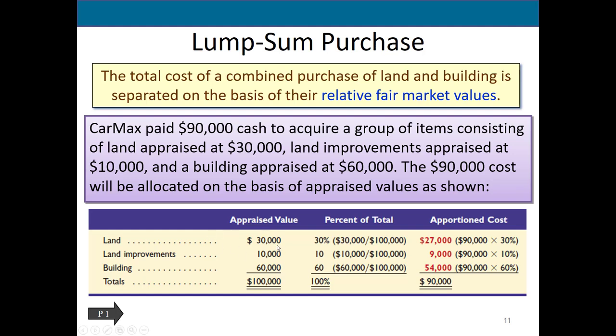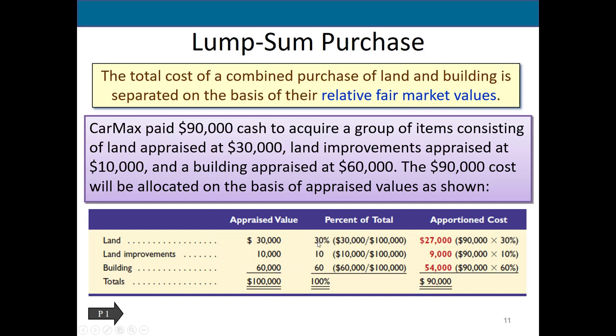So we ended up getting an appraisal, and we found that these values are attributable to those three things, but that totals 100,000. So all we need to do to allocate this lump sum purchase is to find the percent of the total. 30,000 of 100,000 is 30%. 10 of 100,000 is 10%. 60 of 100 is 60%. So you'll see that we've just found the percentage of each one of these things.